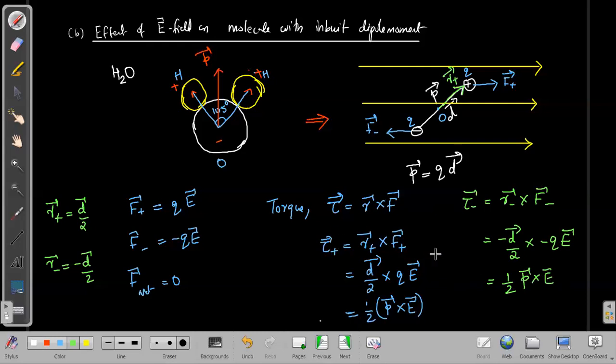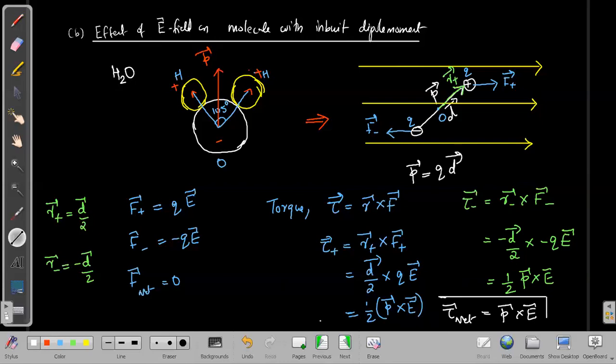So what would be the total torque? The total torque is the sum of both, from R plus and R minus. So the net torque will become just these two halves. If you add, you'll get P cross E. So that means if you exert a uniform electric field on a molecule with inbuilt dipole moment, then it will experience a torque rather than force.